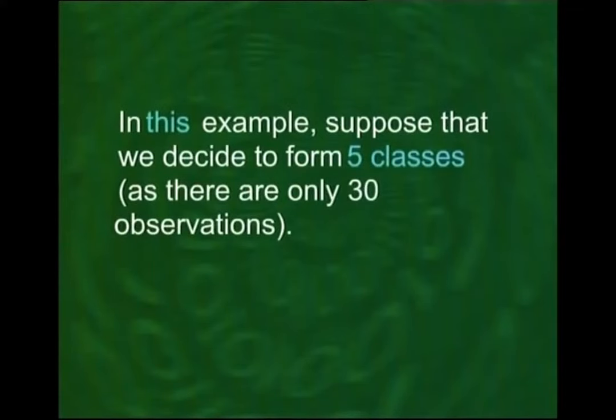Students, there are no hard and fast rules for the determination of classes. Exactly how many classes you want to have, it is somewhat subjective. It also somewhat depends on the size of your data set. If it is a small data set having 50, 100, 30, 70 observations, you would generally have 5, 6, 8, 10, 12 classes. So in this example, let us suppose that we decide to form 5 classes.